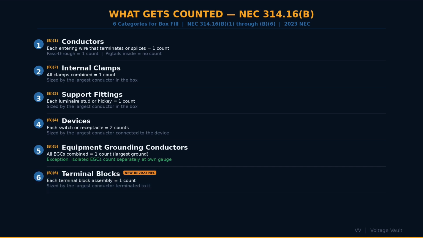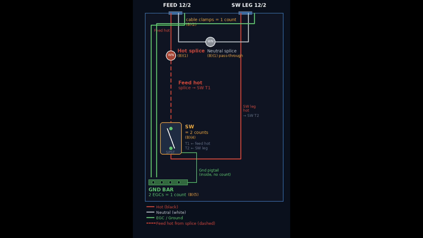Terminal blocks. If a terminal block is present in the box, each assembly counts as one conductor, sized by the largest conductor terminated to it. This one is new in the 2023 NEC. Let's run a real calculation.